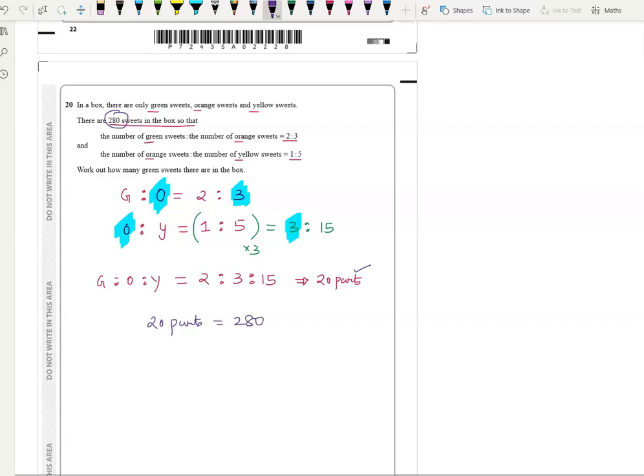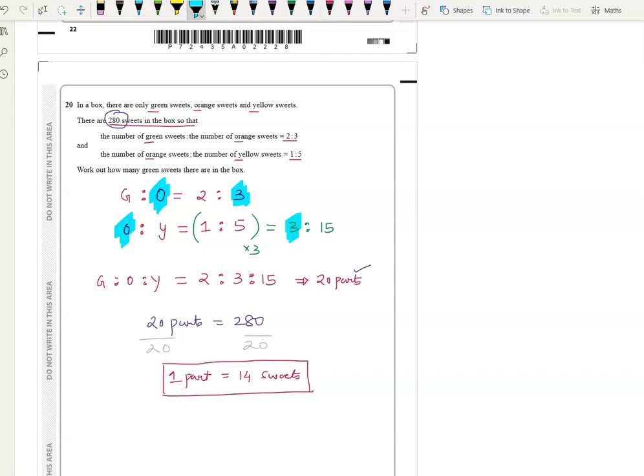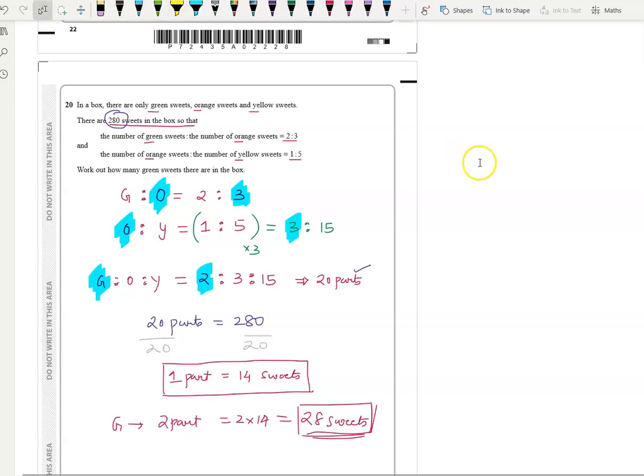I want to find out one part, so divide both sides by 20. So you will get one part is 14 sweets. Now the actual question is to find the total number of green sweets. So if you look at the ratio for the green, it is only 2 parts. So one part is 14, so green will be 2 parts, a double of it, that is 2 times 14. So there are a total of 28 sweets which are green. Okay, and that's our final answer. That's it. Okay, moving to the next one.